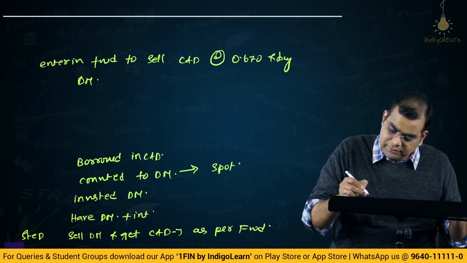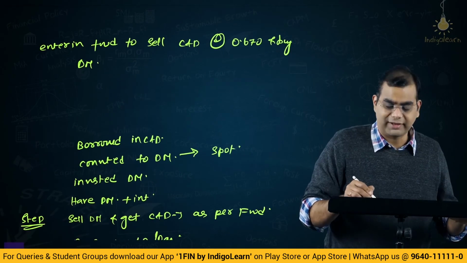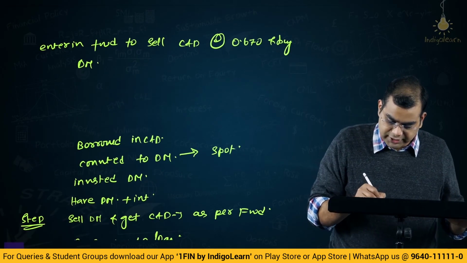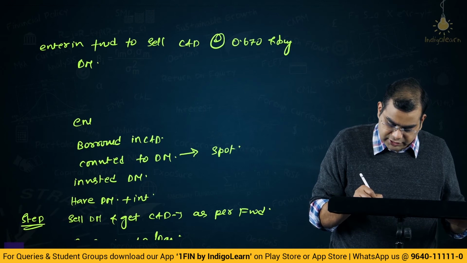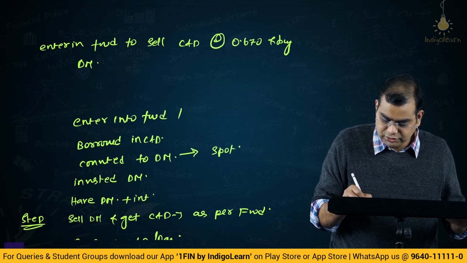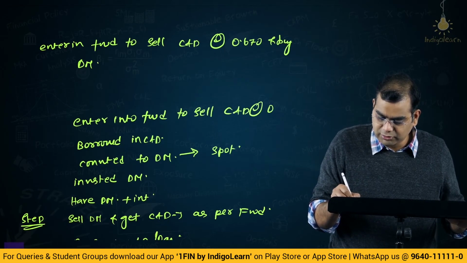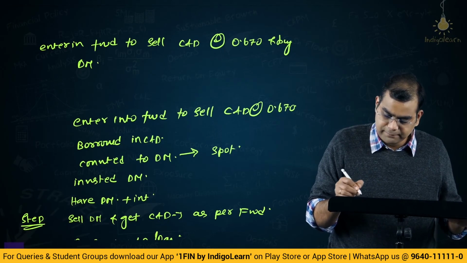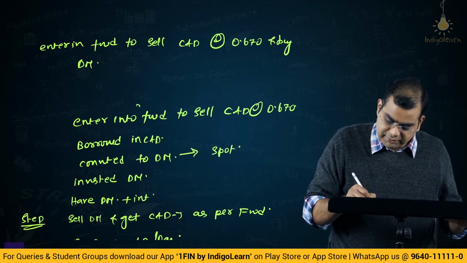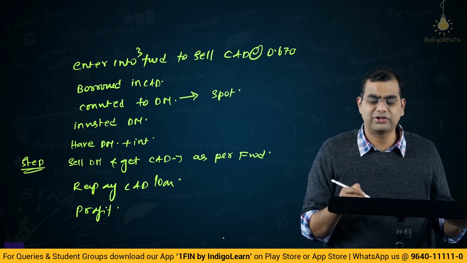Okay, so I think I have written it slightly below. So, I will write the first step also below only. Okay, enter into forward to sell CAD at 0.670, 3-month forward. Okay, so I can delete this. Okay, these are the steps that you are supposed to do.